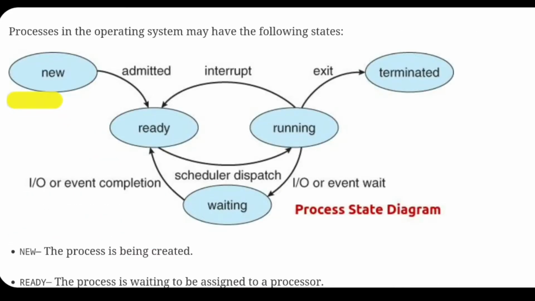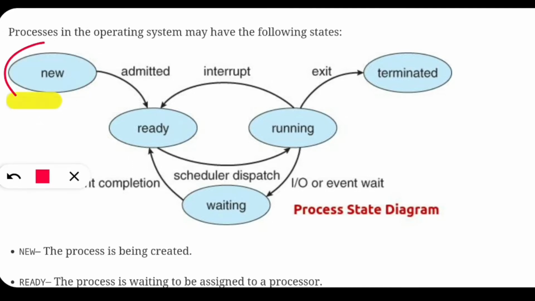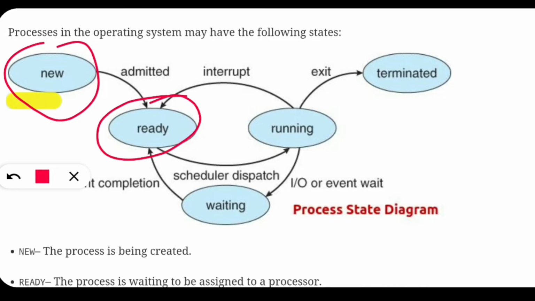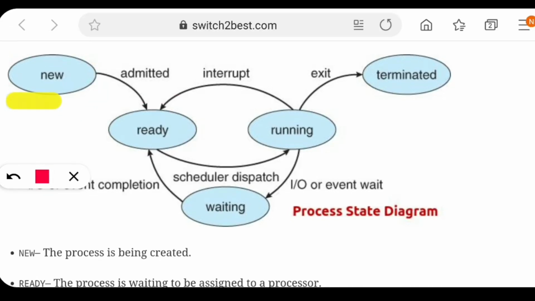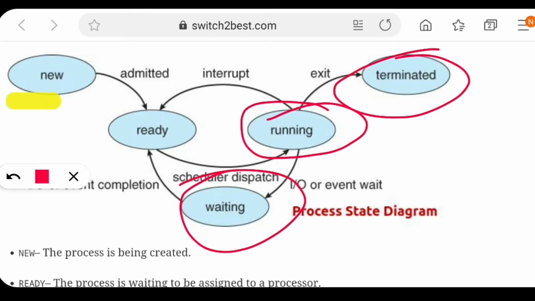Now let's discuss the states of processes. There are 5 states when you are working with a process. First one is the new state, then ready, then running, waiting, and termination.